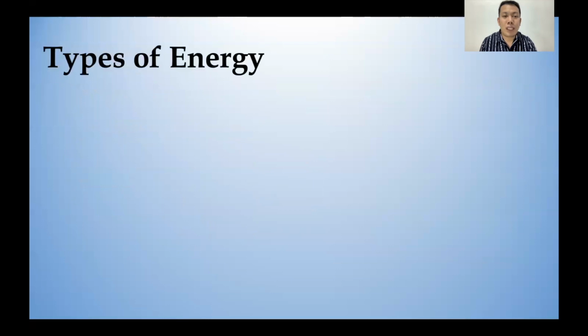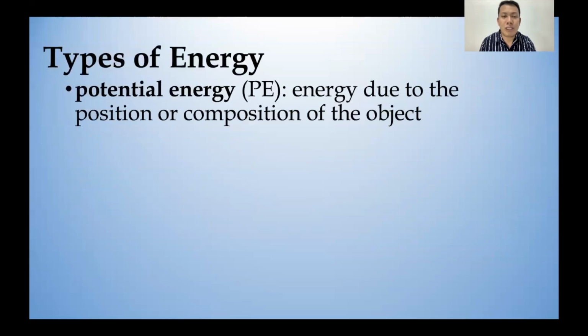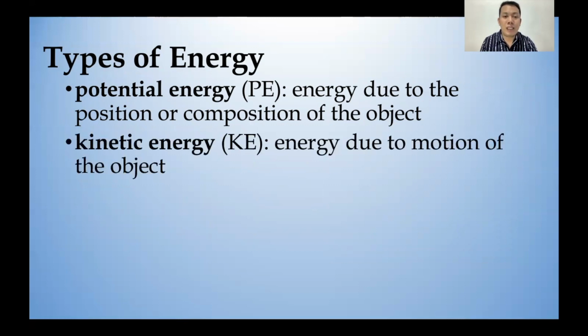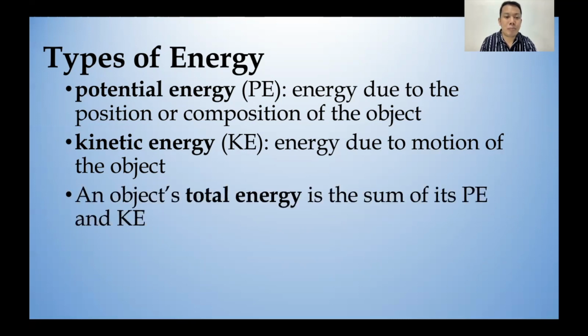So these are the types of energy. First, we have the potential energy, or PE, energy due to the position or composition of the object. I'm sure that you are familiar with this. And then kinetic energy, or KE, energy due to the motion of the object. Simply, potential energy is energy at rest; kinetic energy is energy in motion. When you are walking, there is kinetic energy. When you stop, there is potential energy. Potential energy is a possible energy in motion, possible but not yet in motion. An object's total energy is the sum of its potential energy and kinetic energy.